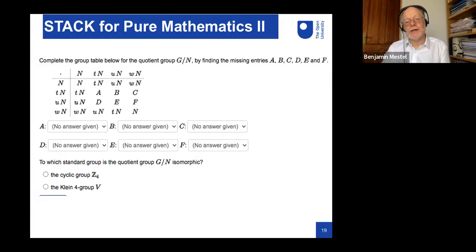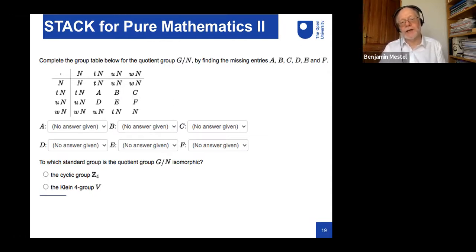But it gives you an idea of how Stack is used in pure mathematics. Of course, it's not necessarily using all the computer algebra capabilities. And as you can see, students have to choose from a drop-down menu.